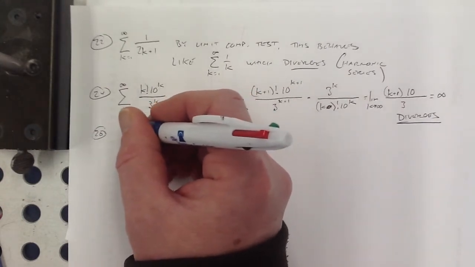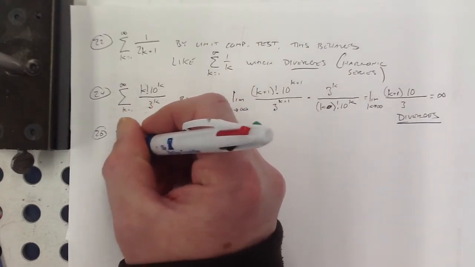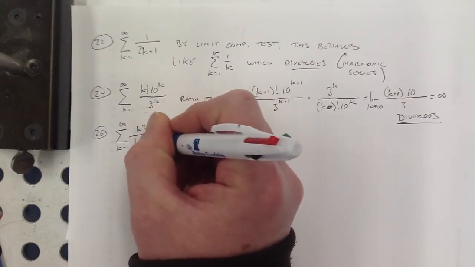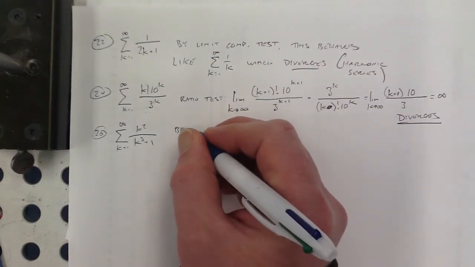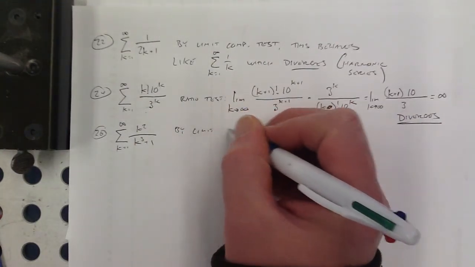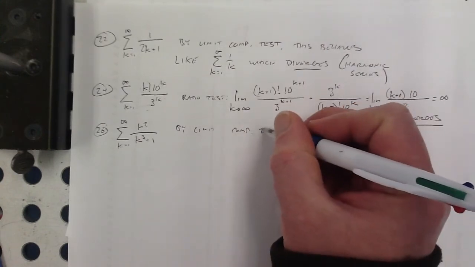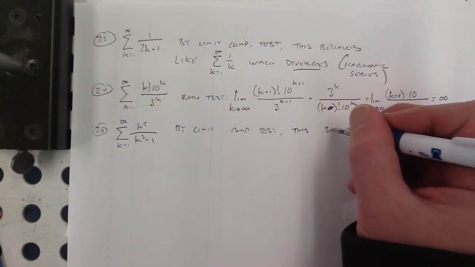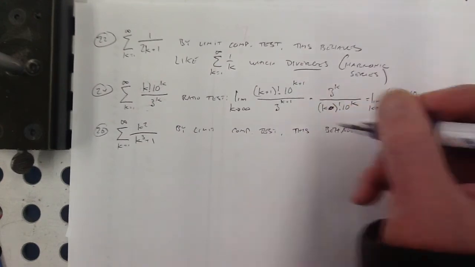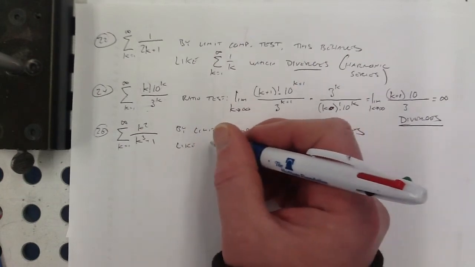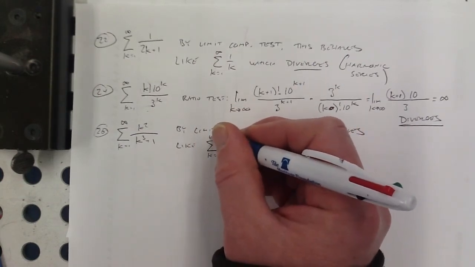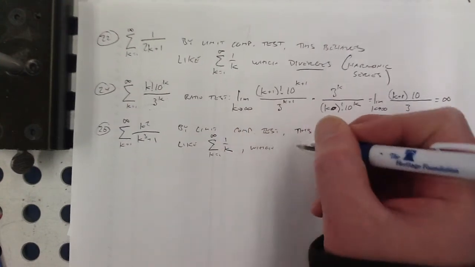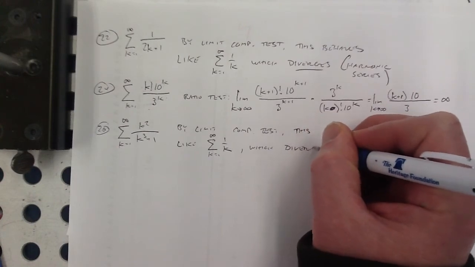And 26 looks like another limit comparison. It looks like another harmonic series like. By limit comparison test, this behaves, you know what I'm going to say, don't you? Like the sum from k equals 1 to infinity of 1 over k, which diverges because it's the harmonic series.